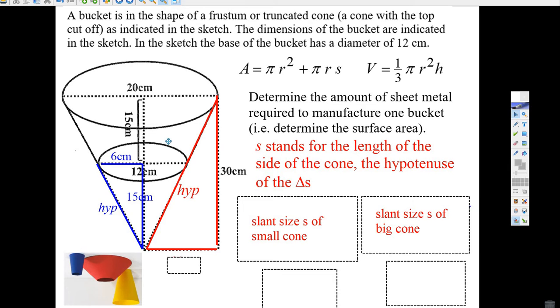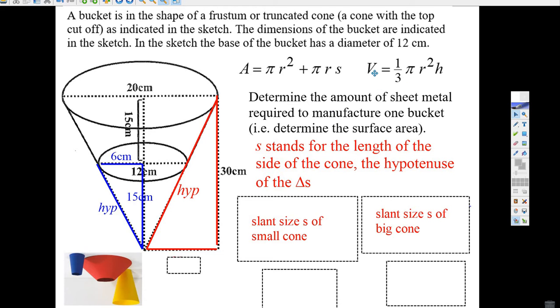Okay, now we're going to try the second part. The second part asks you how much sheet metal would be required to make one of these buckets. In other words, figure out what the surface area is of this bucket. Well, the first problem you have is to figure out the right formula. So you can write down the formula you think might work.